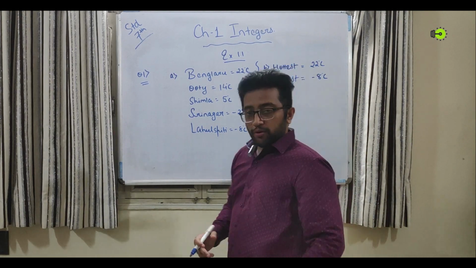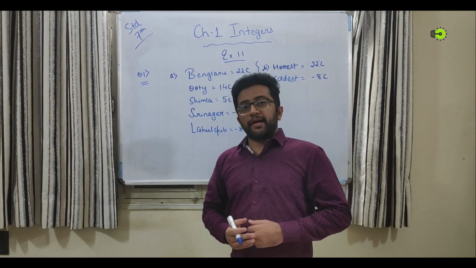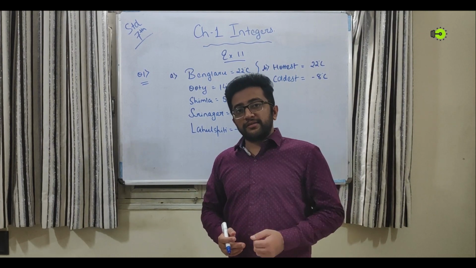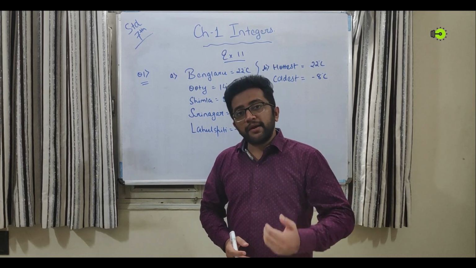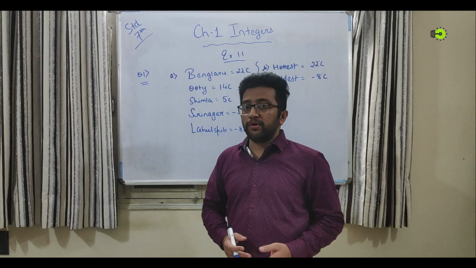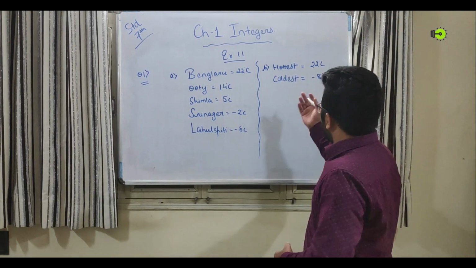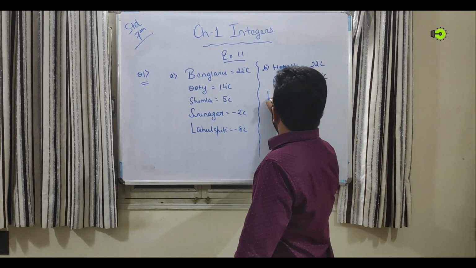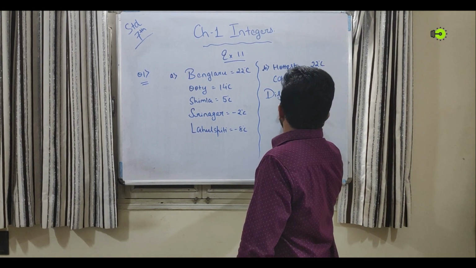Always remember that whenever the temperature is increasing, that is on the positive side, it means that the temperature is rising, it is very much hot. And whenever the temperature is decreasing, it is going in minus, it means that it is very much cold. So Bangalore is the hottest and Lahul Spiti is the coldest. So we have to find the difference. Difference here means we have to subtract.